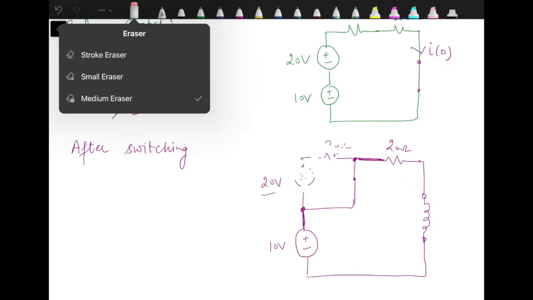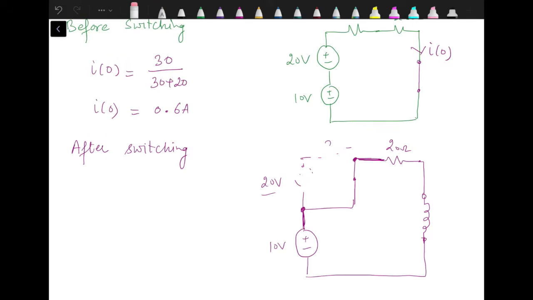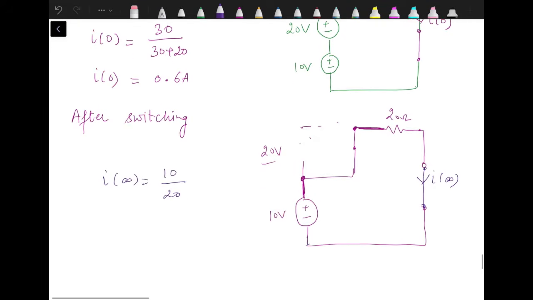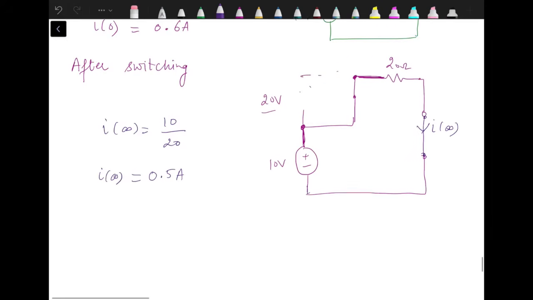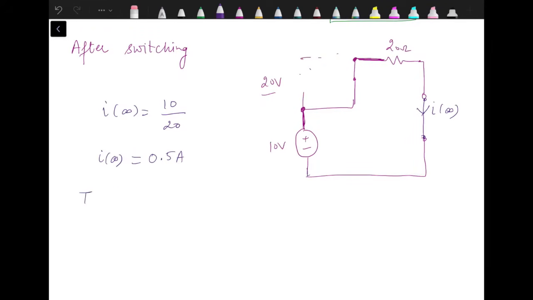The inductor behaves as short circuit under steady state conditions, so we will replace it by short circuit. And then we will find out the current through the inductor terminals. Now it's a very simple series combination of 10 volt source and 20 ohm resistance. So I infinity is 10 by 20, which gives us the value of I infinity as 0.5 ampere.